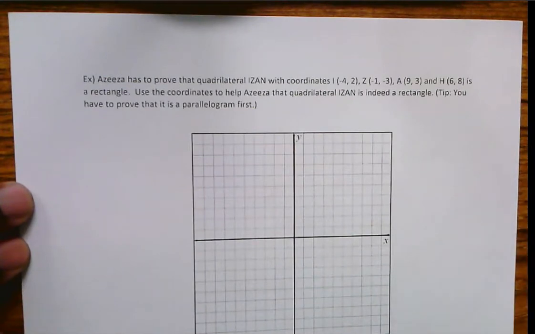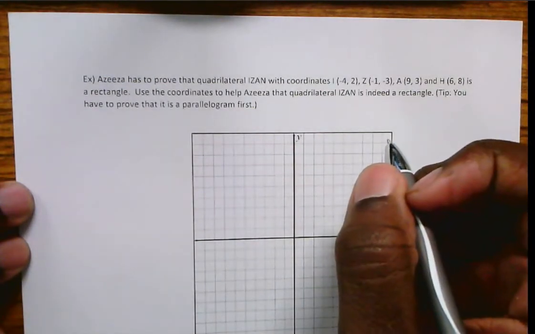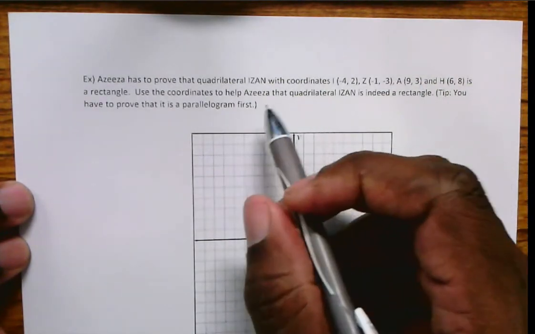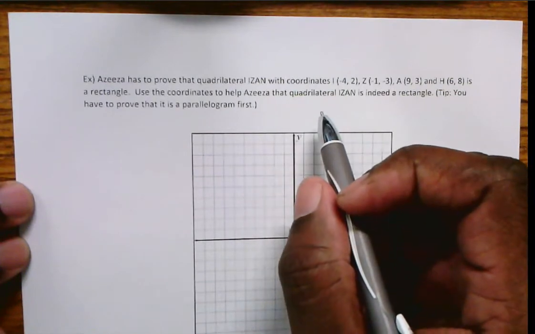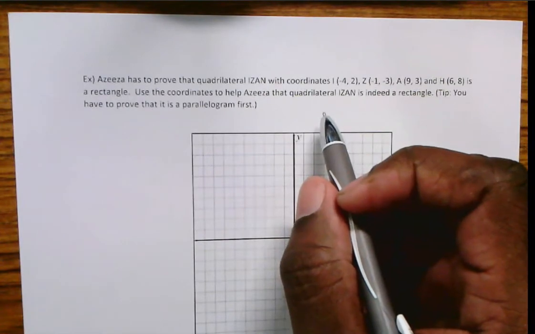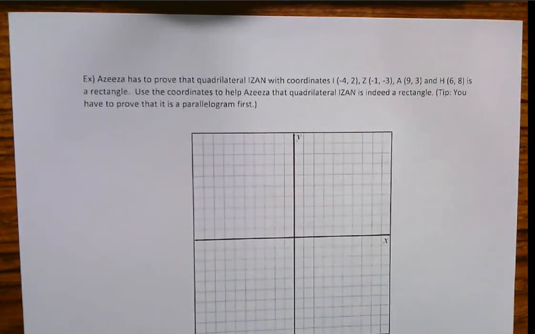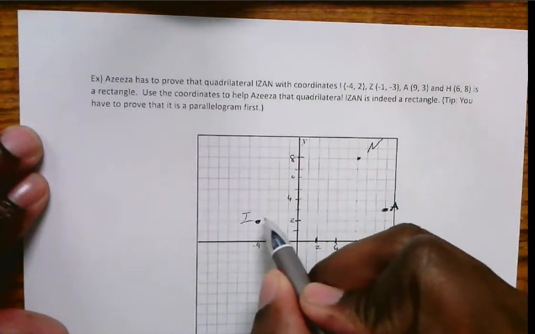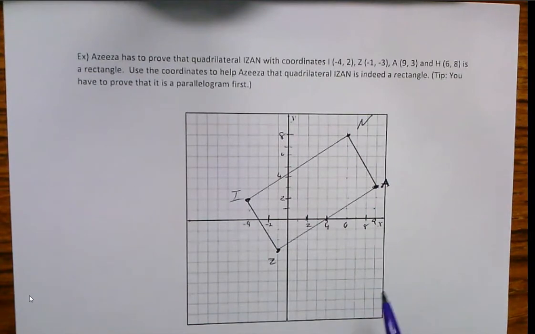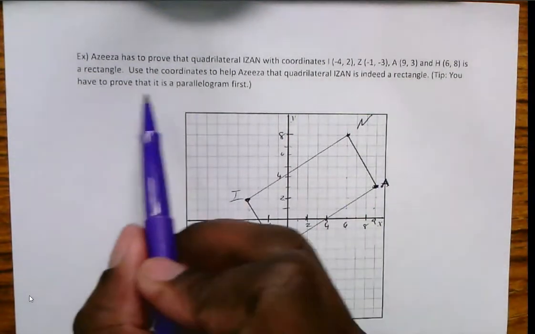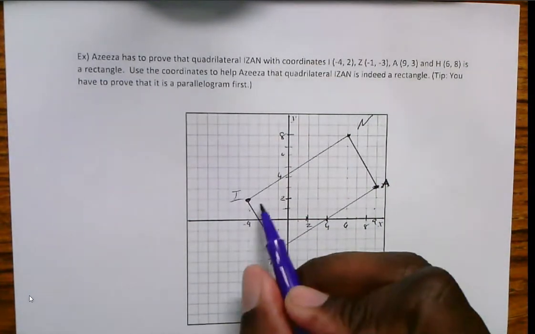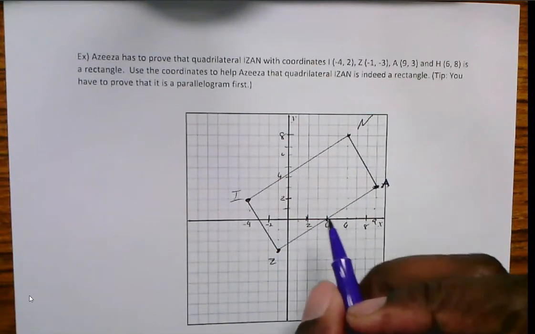All right, so in this problem, Aziza has to prove that the quadrilateral with the coordinates given is a rectangle, and we use the coordinates to help Aziza show that the quadrilateral is a rectangle. So apply the points, and this would be the quadrilateral. All right, we're going to prove it's a rectangle. I had a tip about proving it's a parallelogram first. So let's first start by proving that these sides are perpendicular. And that can help me prove it's a parallelogram.